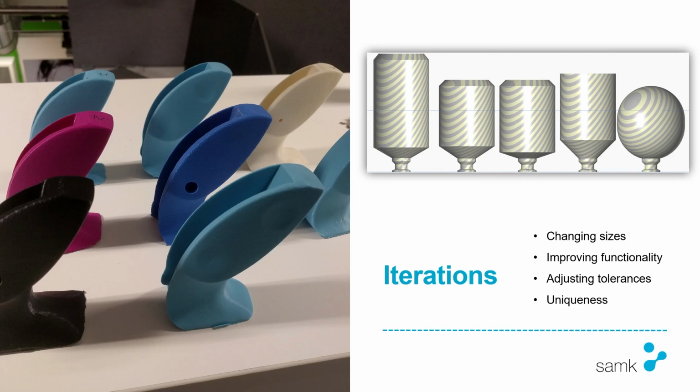Making the changes causes iterations: changing sizes, improving functionality, adjusting the tolerances, or making them unique. In the left image there, that's a handle for a bow. There were 8 to 10 different iterations before the fit was perfect for the bow itself. And on the right, for the bottle that was printed, changing the size or the shape affects the results of the physics lab test. Again, changing them in the 3D modeling software or in the slicer affects the results they get in their physics laboratory tests.